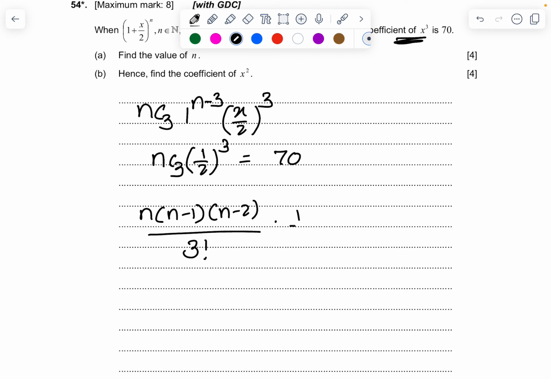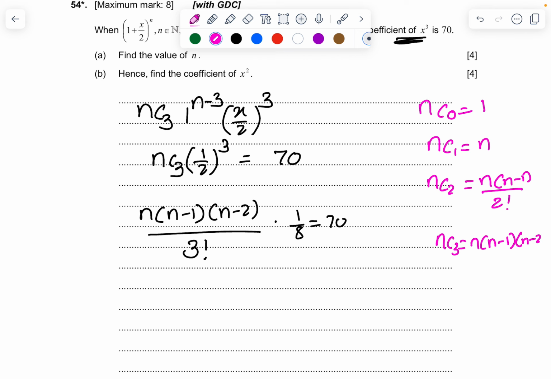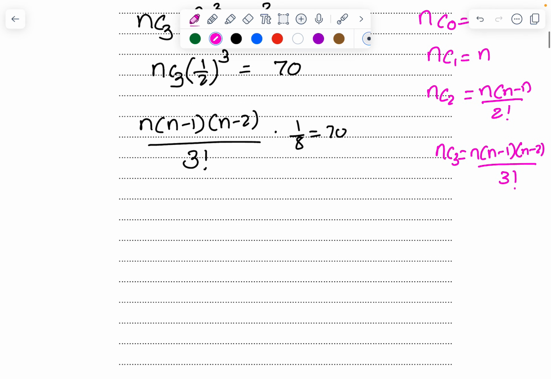You need to memorize these values. nC0 is 1, nC1 is n, nC2 means write two terms: n times (n minus 1) by 2 factorial. nC3 means write three terms: n, n minus 1, n minus 2 by 3 factorial, and so on. So now from here, n times (n minus 1) times (n minus 2) equals 70 times 8 times 6. Use the GDC, use the equation solver. You should be getting the value of n as 16.